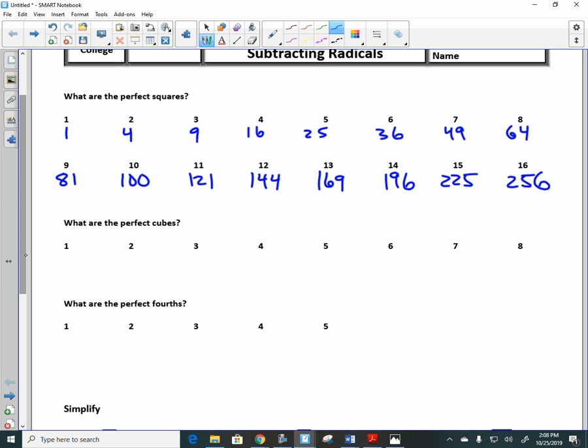What about perfect cubes? 1 cubed. 2 cubed. 3 cubed. 4 cubed. 5 cubed is 125. 6 times 6 times 6 is 216. 7 times 7 times 7 is 343, and 8 times 8 times 8 is 512.